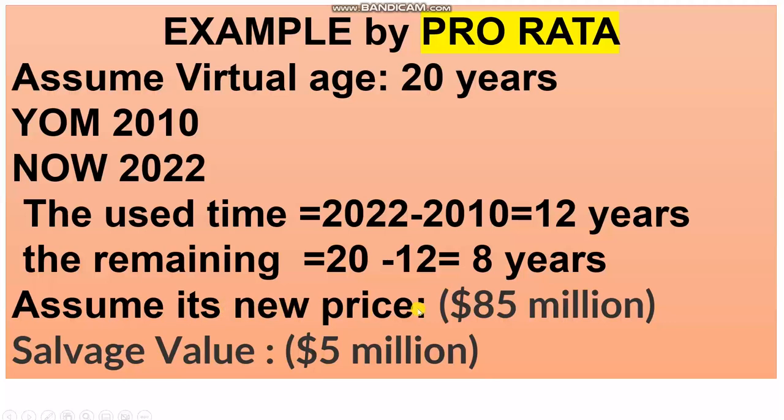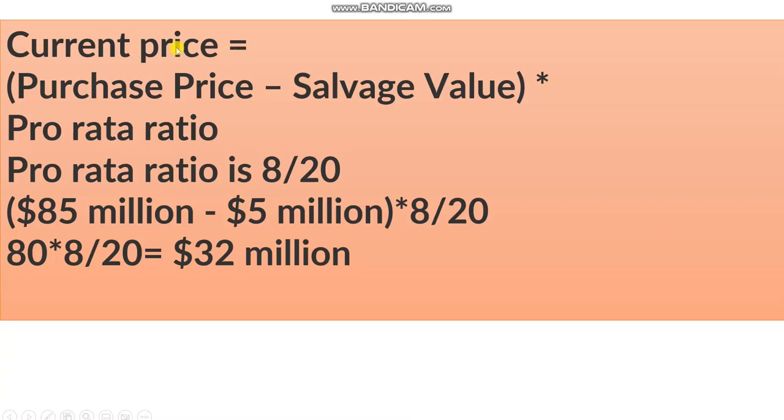Assume its new price is 85 million when it's new. And salvage value, the scrapped value, is 5 million. This is the data. So the current price equals the purchase price when new minus salvage value, multiplied by the pro rata ratio. What about the pro rata ratio? It is the remaining 8 over the maximum 20. So 8 over 20. Now this is new price minus salvage, multiplied by the ratio here, 8 over 20.